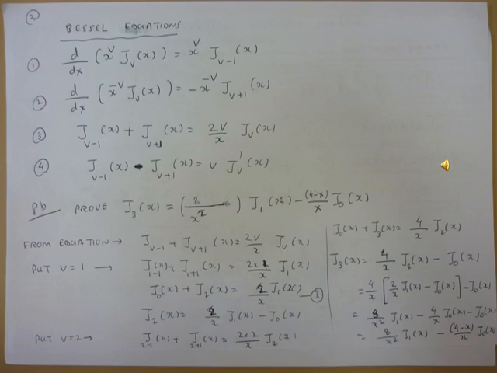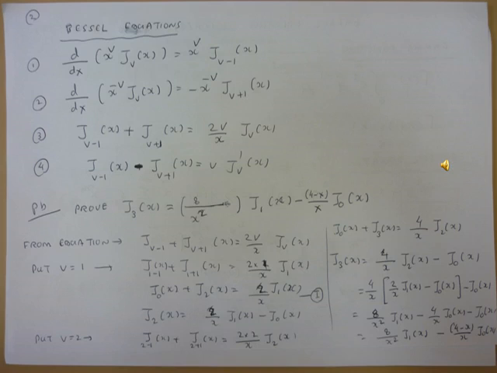Now the quantity D by D h power minus v, J v minus h power minus v, J v plus 1. Now the quantity J v minus h plus J v plus h equal to 2v divided by h J v h. That equal to J v plus 1 h minus J v minus 1 h plus J v plus 1 h equal to v multiply J v dash x.